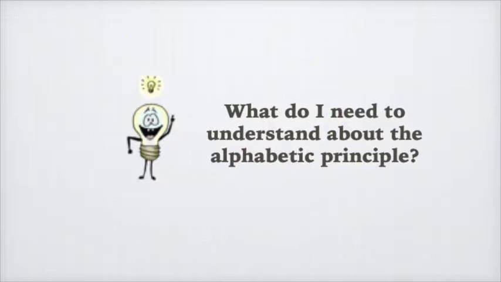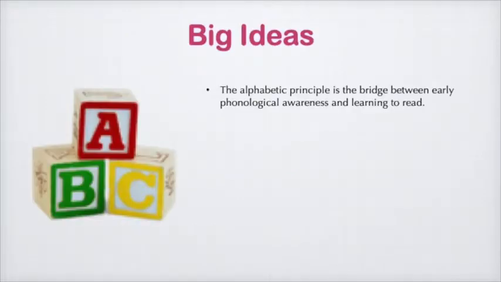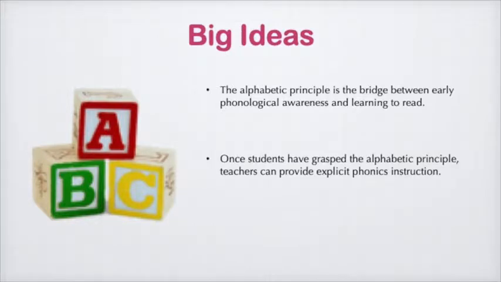Now that we've reviewed the relevant background knowledge, let's identify the big ideas for this CAP on the alphabetic principle. First, the alphabetic principle is the bridge between early phonological awareness and learning to read. And second, it's essential that children get a good grasp on the alphabetic principle so that the explicit phonics instruction that they'll receive later on will be beneficial to helping them learn to read. In other words, if there's a gap here, phonics instruction isn't likely to be very effective.